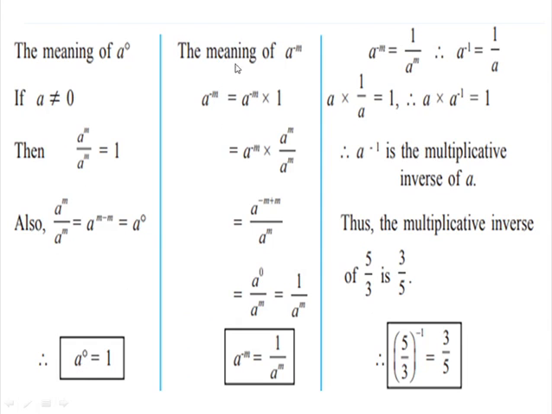Also, you have learnt the meaning of a to the power negative m, that is, a to the power negative m is equal to 1 upon a to the power m. Also, we have seen while writing the multiplicative inverse, we put the index negative 1, that is, 5 upon 3 raised to negative 1 is the multiplicative inverse of 5 upon 3, and the value of 5 upon 3 to the power negative 1 is 3 upon 5.